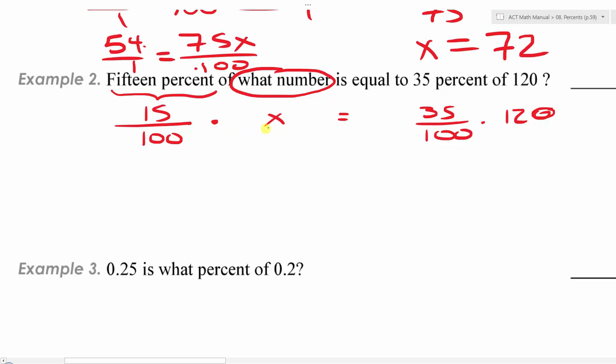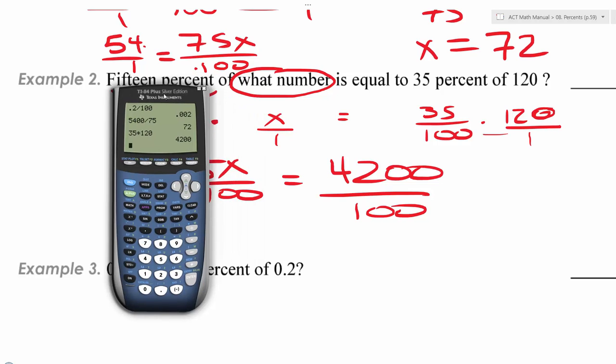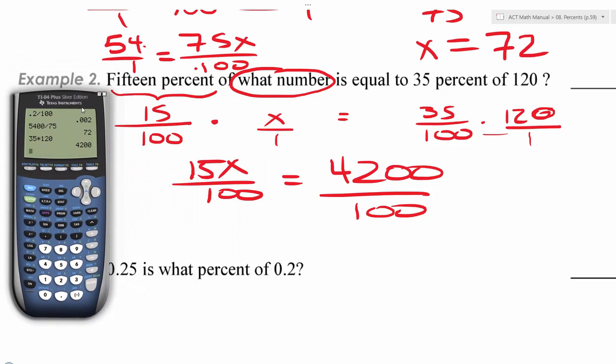Now we go about solving. Remember what I said? Put all your variables, all your whole numbers over 1, multiply straight across numerator, straight across denominator. So on the left, we would have 15x over 100. On the right, we would have 35 times 120. Again, that is a calculator calculation. 35 times 120. We hit enter, so that's 4,200 also over 100.